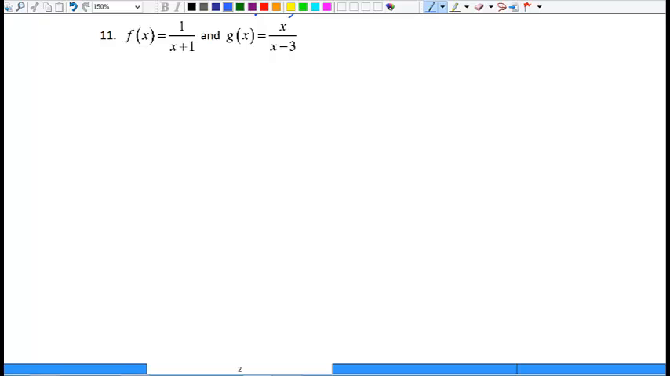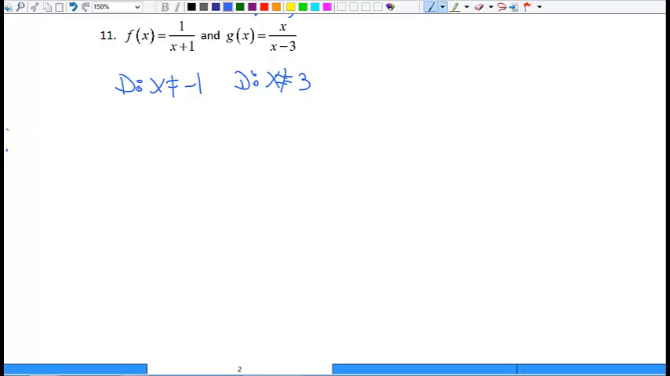Okay, number 11, we're going to start with that same idea of what restrictions are already built in to each function, and then we'll remind ourselves of that as we make the compositions. So for number 11 here, for f, 1 over x plus 1, I'm just going to write myself a note that the domain is that x can't be negative 1. If negative 1, I'm dividing by 0, and that's not good. For g, I'm going to make myself a note that x can't be 3. And I'll come back and refer to these later as we make our compositions.